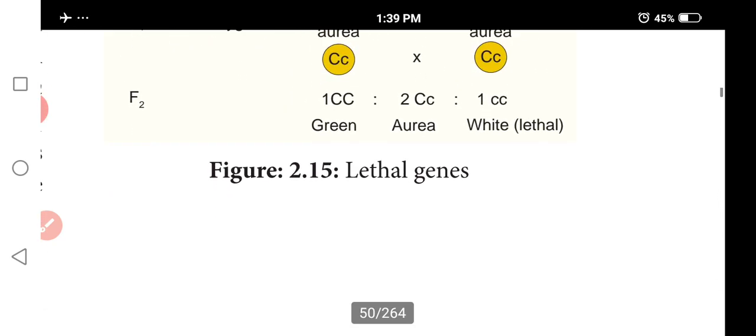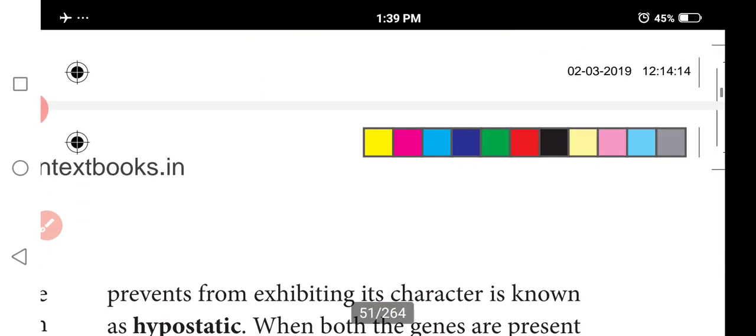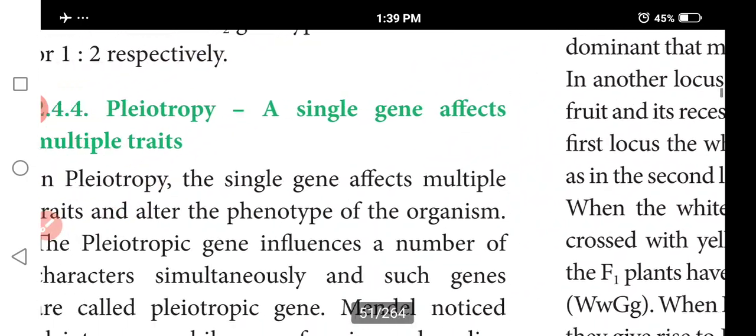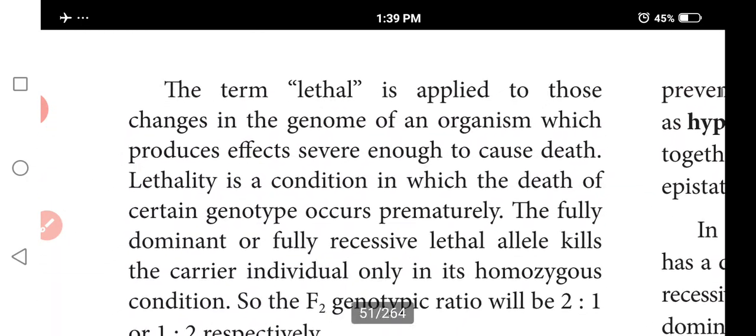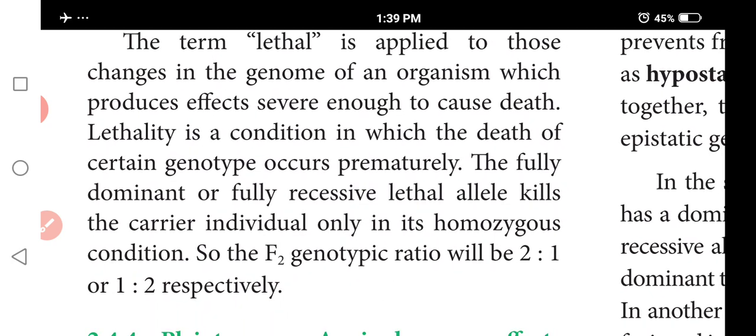Lethal genes: the term lethal is applied to those changes in the genome of an organism which produce an effect severe enough to cause death. So what is the meaning? These genes kill the organism when they are able to express their effect, whether dominant or homozygous recessive. Examples are sickle cell anemia and fur color in mice.